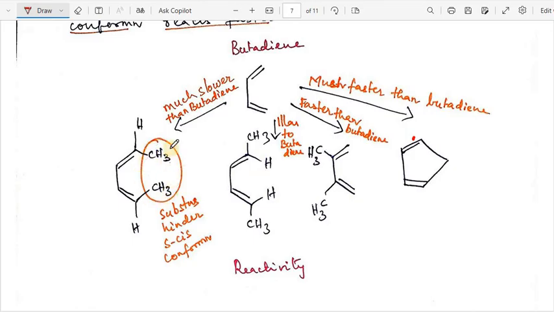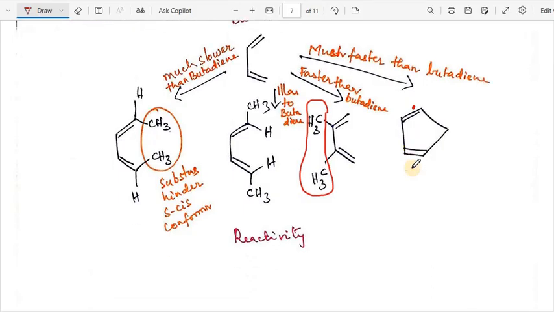Here, these two substituents will hinder S-cis conformation. Therefore, it will undergo Diels-Alder much slower than butadiene, whereas this substrate will undergo the reaction at a rate similar to butadiene. Whereas this one, these two substituents, see here, will not hinder S-cis conformation. Therefore, it will react faster than butadiene. And this substrate will react much faster than butadiene.